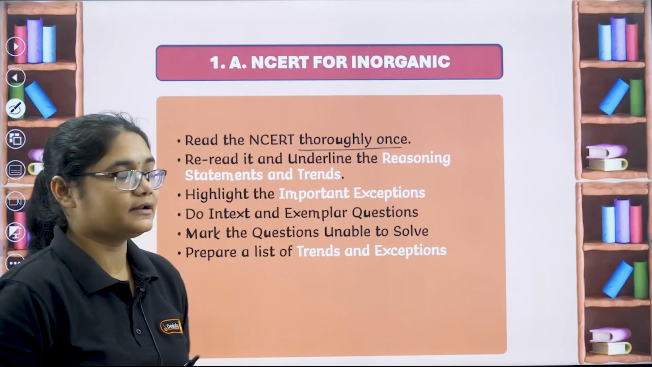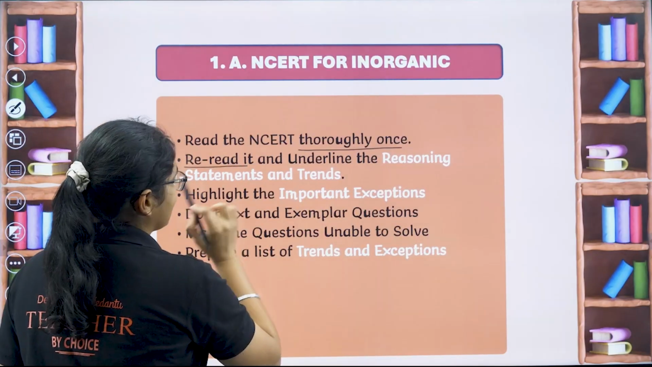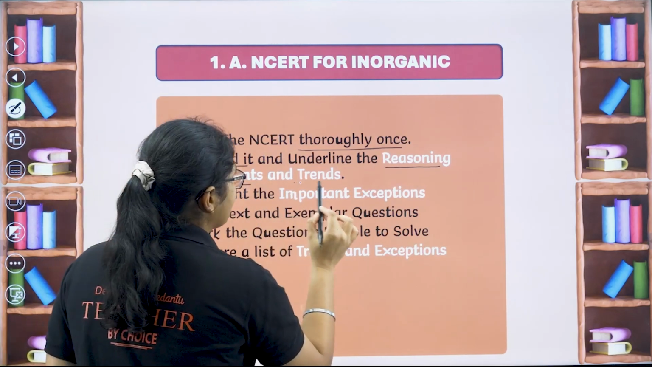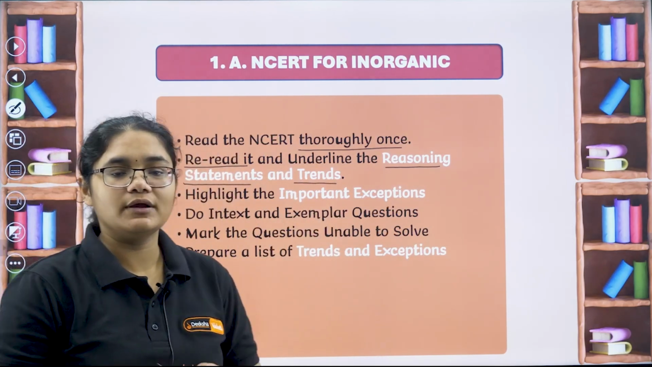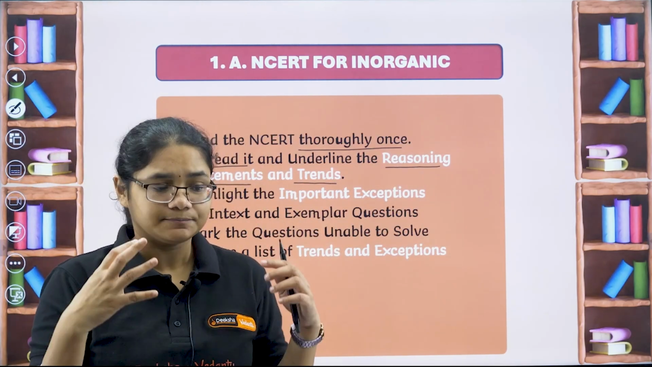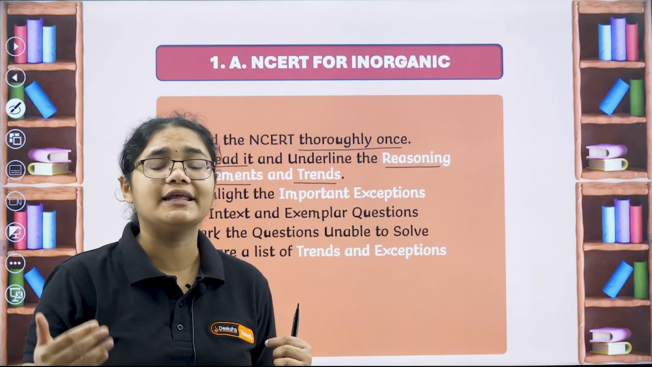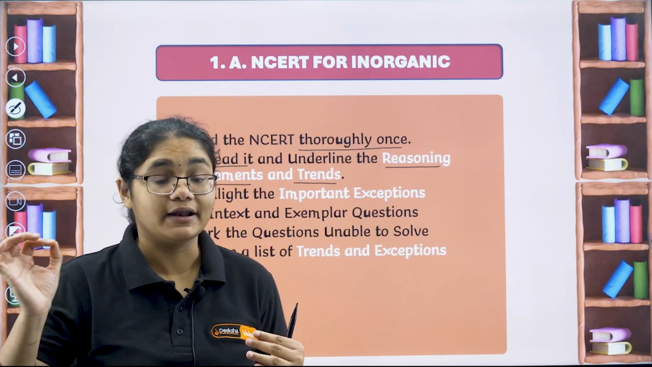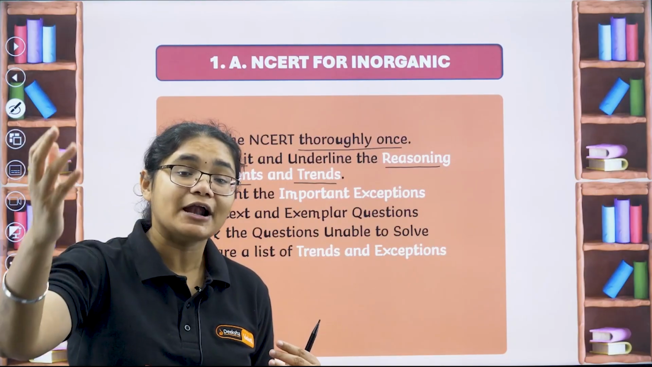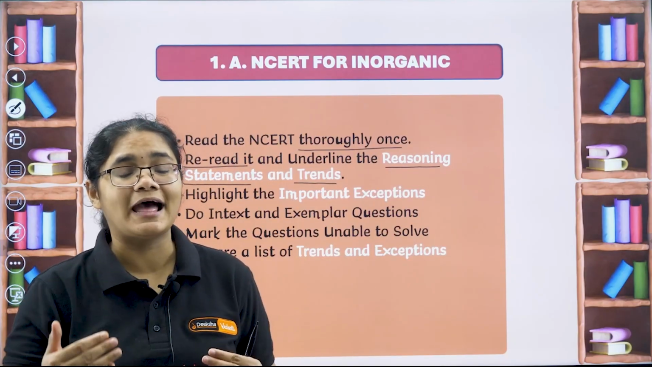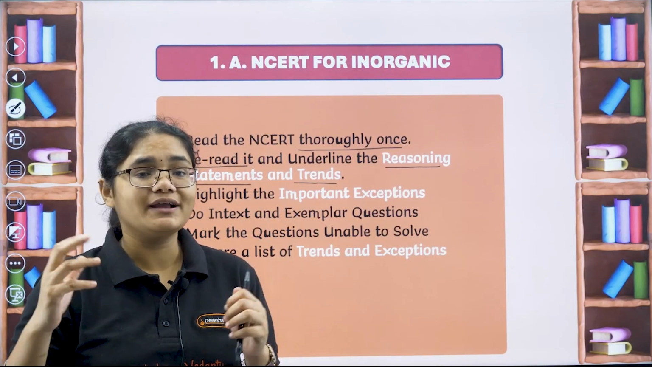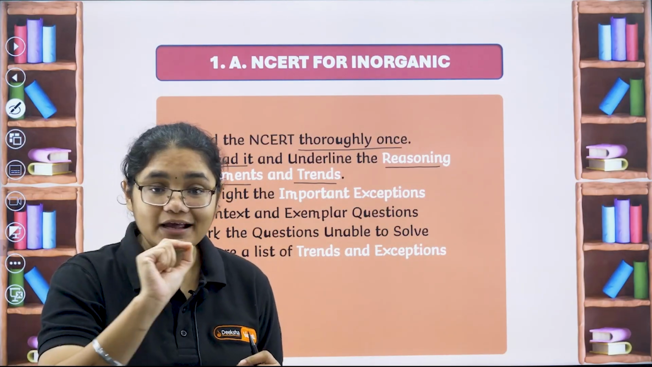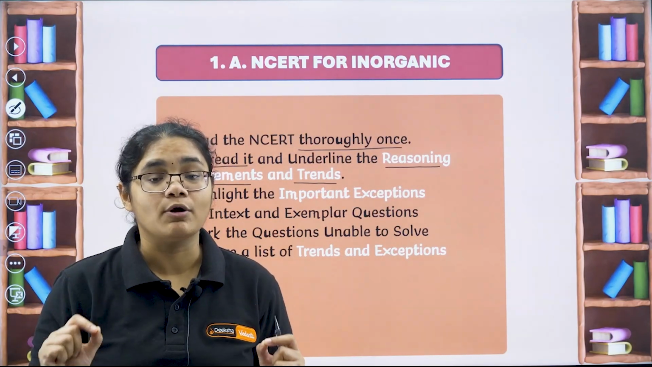Now you have to reread it. Okay, so you have to go for second reading, and at this time you should underline the reasoning, statements and the trends question. Okay, so you know in inorganic chemistry there are so many trends. For example, if you talk about D and F block element, what is the trend in ionization enthalpy? What is the trend in atomic size? What is the trend in atomization enthalpy? Why the trend happens? What is the reason for that? Why shielding effect is there? So these all things you should read line by line and underline or highlight all the important trends.